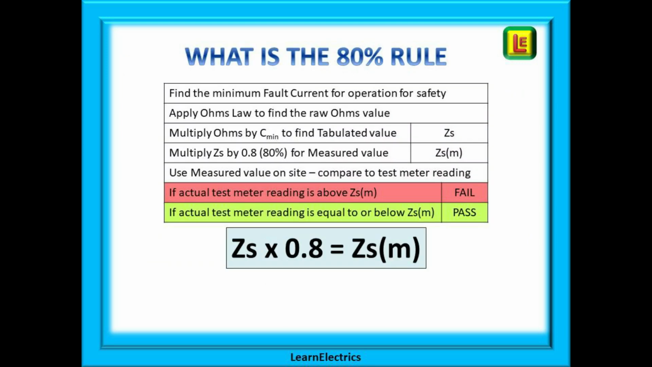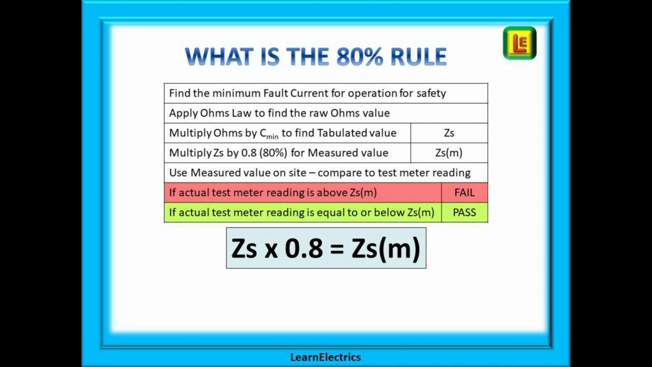So, to answer our question from the beginning of the video, what is the 80% rule? How do we find it? First, find the minimum fault current needed for the fuse or breaker to operate for safety. Then apply Ohm's law to find the ohms value. Multiply this number by 0.95 to find the tabulated value, or ZS. Now multiply by 0.8 or 80% to find ZSM.